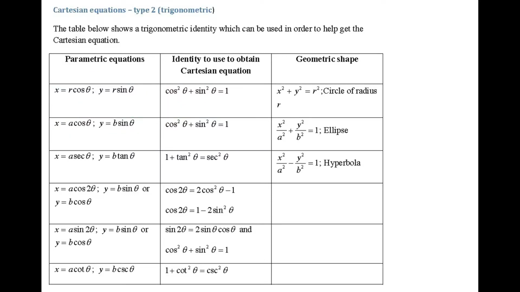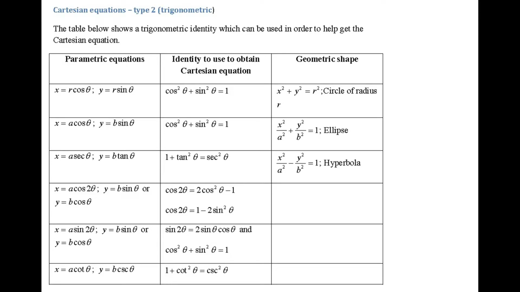In the second case, if you have parametric equations in terms of sec theta and tan theta, the identity that you'll need to use in order to help you get the Cartesian equation is 1 plus tan squared theta is equal to sec squared theta. Okay? And I've given you the geometric shape that relates to the Cartesian equation that you'll get.